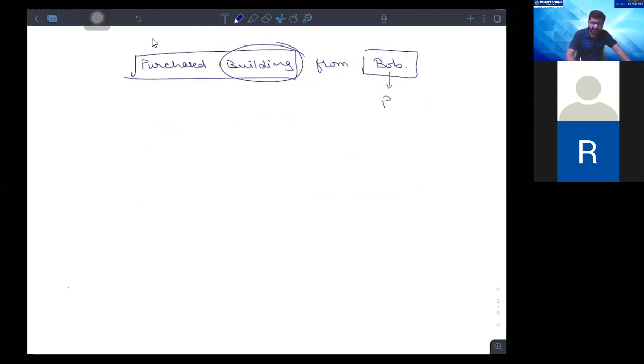Now, Bob is a personal account, whereas building is a real account because you are owning it. अगर आपने purchase की तो आप करने वाले हो ना. So Bob becomes a personal account and building becomes a real account. Now you have purchased it from Bob. Look at it from your perspective, not from Bob's perspective. तुम्हारे लिए Bob is the giver of benefit or not? And building is coming into the business or not? So applying the rules of accounting, we will debit what comes in, that is building, and we will credit the giver of benefit, that is Bob.